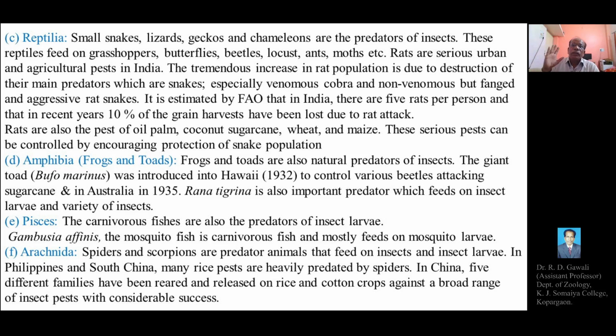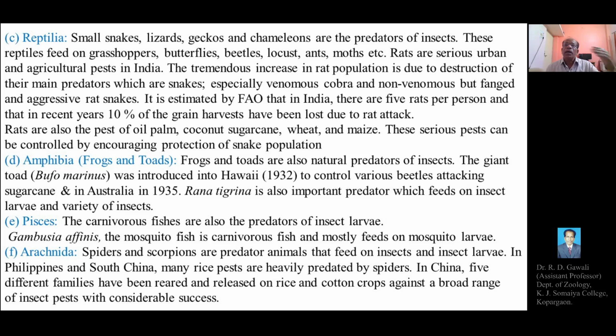In China, five different families have been reared and released on rice and cotton crops against a broad range of insect pests with considerable success. Means in China, there are five different families of the class Arachnida, including spiders and scorpions, which have been reared and released in the rice field and the cotton field so as to control a broad range of insect pests with considerable success.